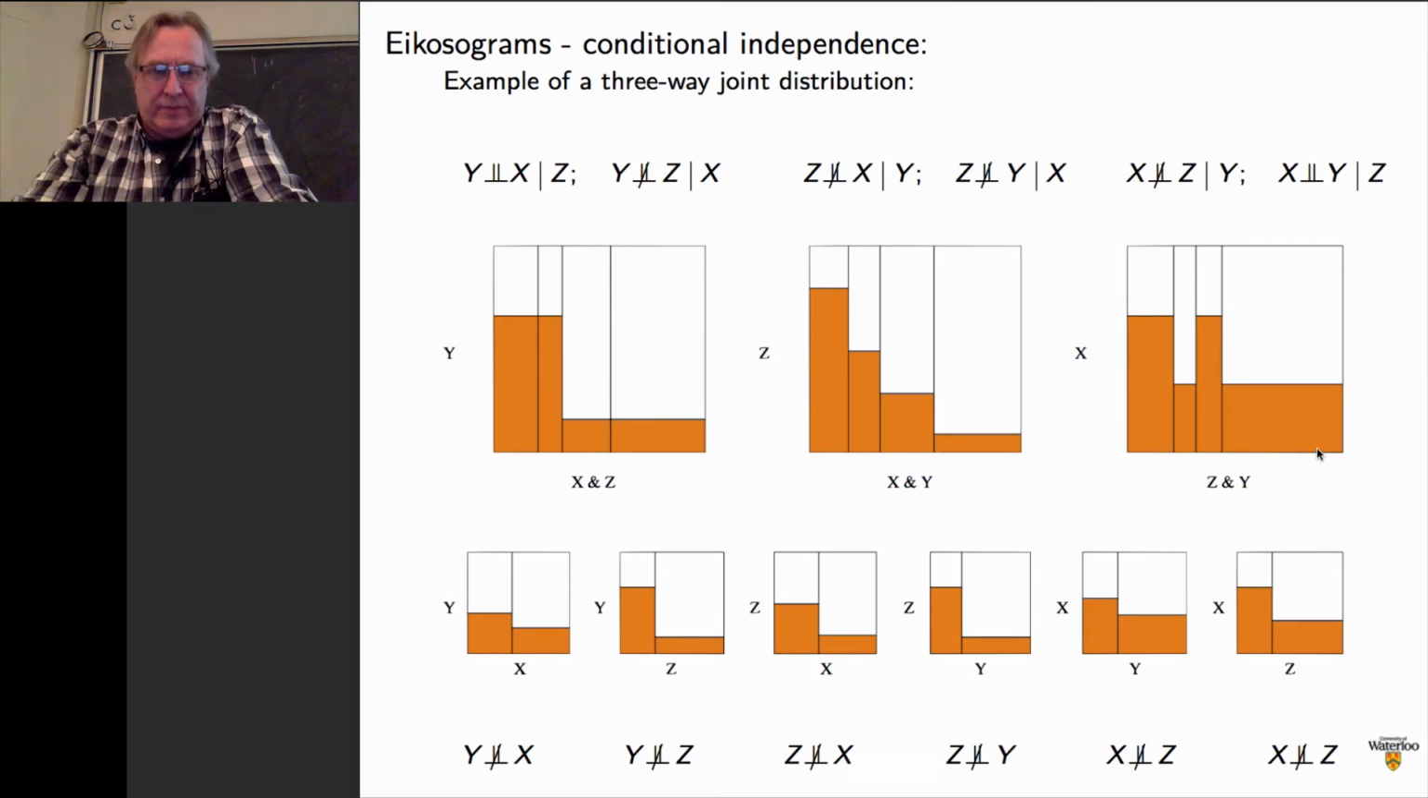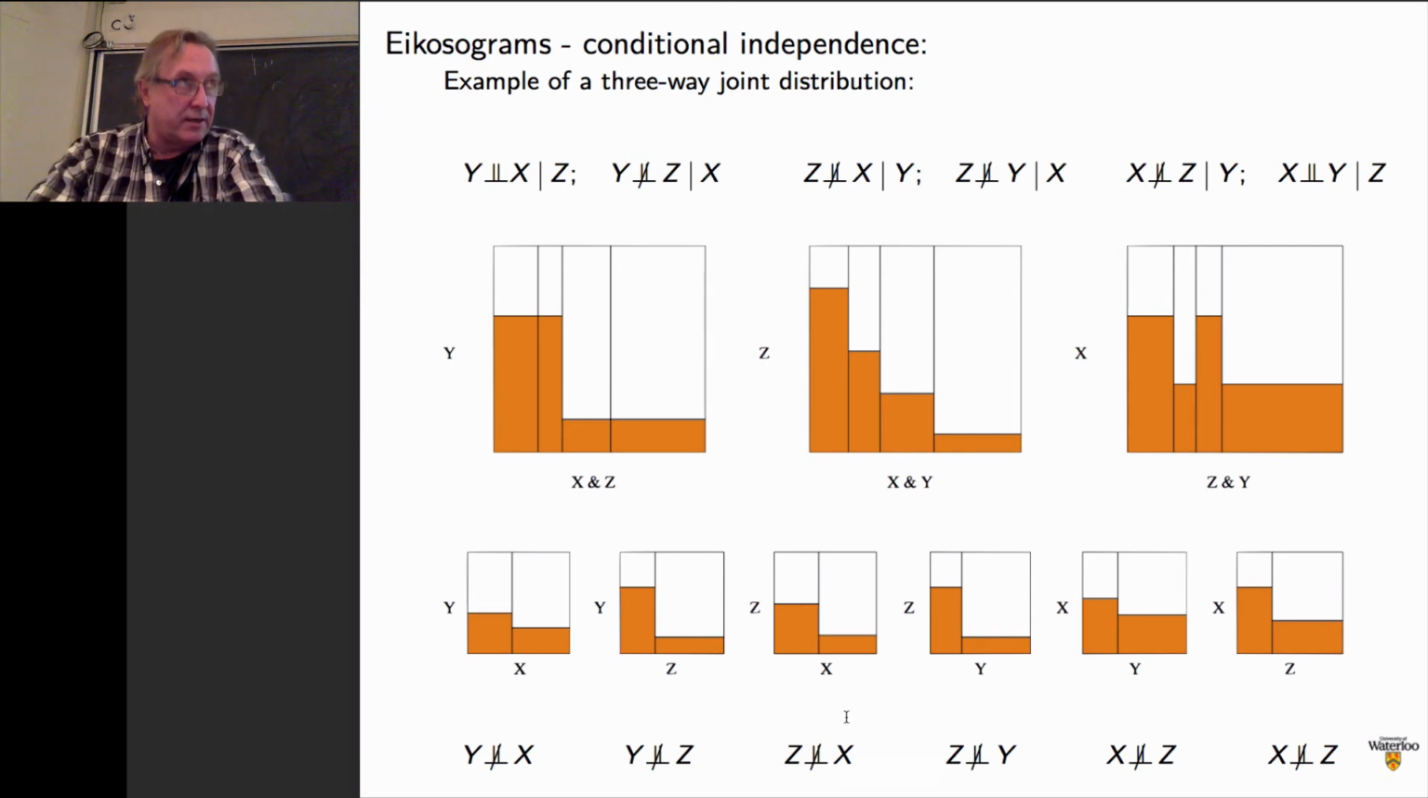And here I have, well, one conditional independence, and that's it. So I've got X and Y independent given Z, that flat and that flat. No other, well, it's the same here, Y and X given Z. No other flat area, no other independence structure. So just looking at these Eikosograms with three-way and then two-way reveals a lot about the independence structure of categorical variates. Okay?